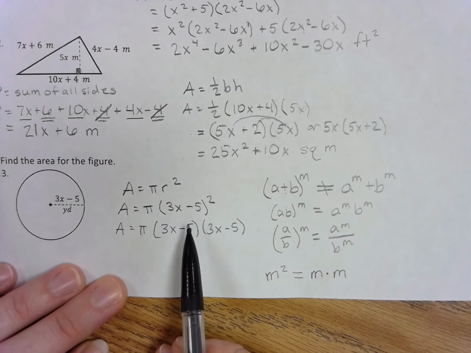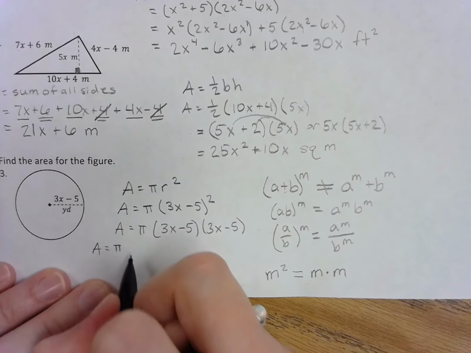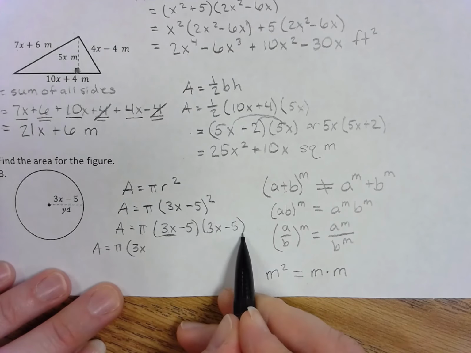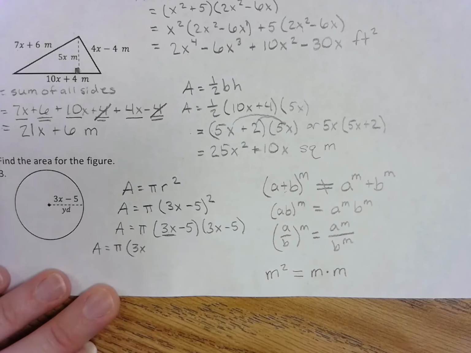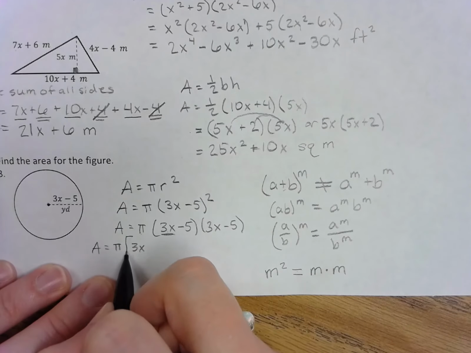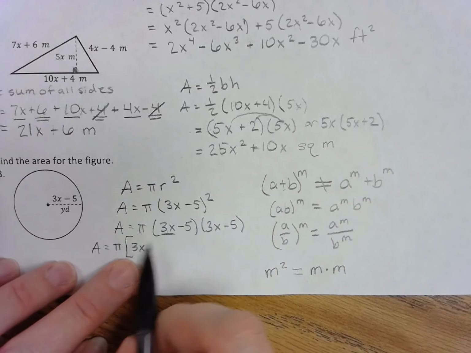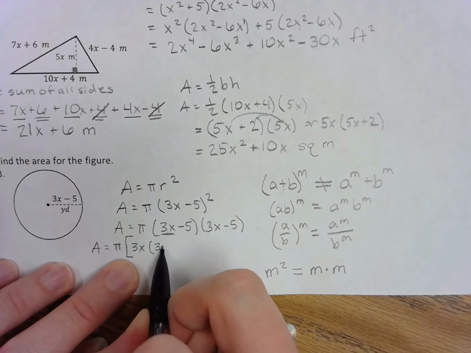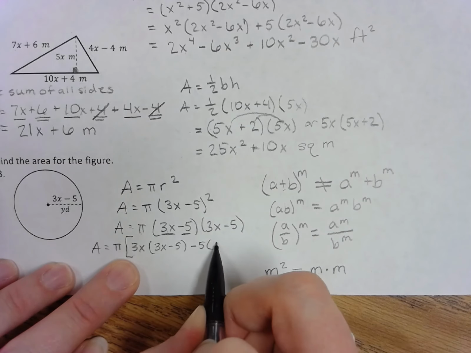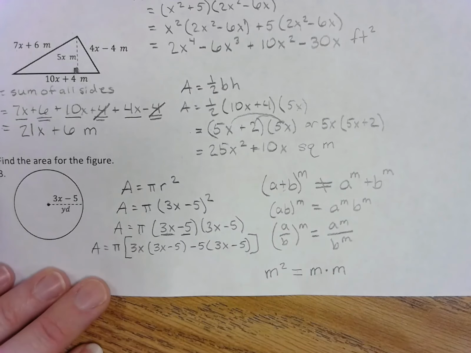And then in this case, we can just use the distributive property as we've previously learned. So we've got the 3x from the first parentheses, and we're going to distribute it to the 3x minus 5 in the second parentheses. Parentheses and parentheses is kind of confusing, so let's turn this into a bracket to say this pi's out front, and everything in the bracket is what I'm working on. So the 3x times the 3x minus 5, and now the minus 5, again, times the 3x minus 5. So close that bracket, and we're just working on the inside.